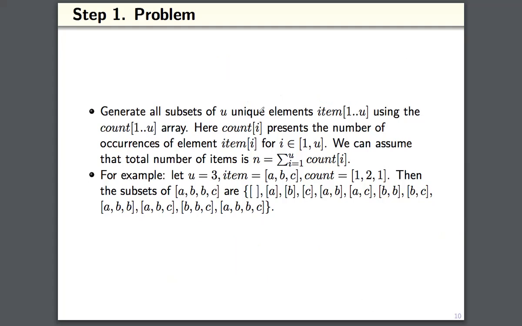Generate all subsets of U unique elements, item of 1 to U, using the count array, same as before. You have instances, item is equal to A, B, C, and count is equal to 1, 1, 1. You want to generate all subsets of this. We have other algorithms where you generate R-sized subsets and so on, but we will not look at them. So this is one of the backtracking problems. There are many more. These are the subsets. Okay, now let's go to the code.